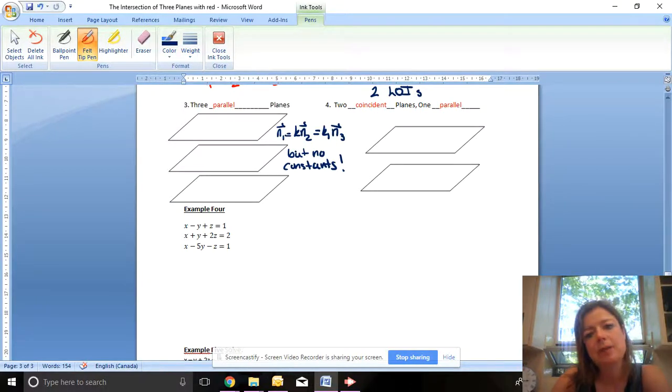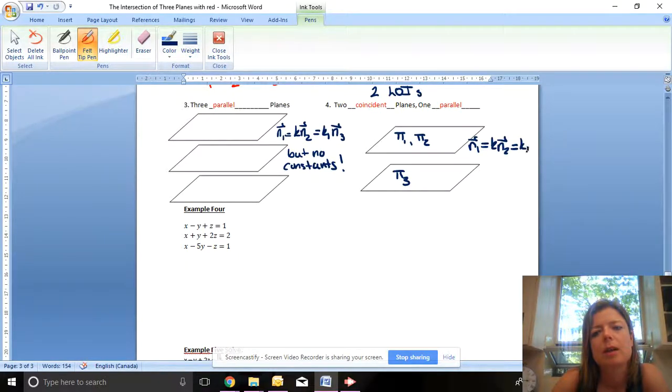Finally, the last option is if you have 2 planes that are coincident. So like this is plane 1 and plane 2, and then this is plane 3. So 2 planes that are coincident, and then the last one is parallel. So there's no intersection here as well. This is an inconsistent system. So here, all the normals are scalar multiples as well. But what's different here is that 2 of the constants will also be scalar multiples, but not the third.